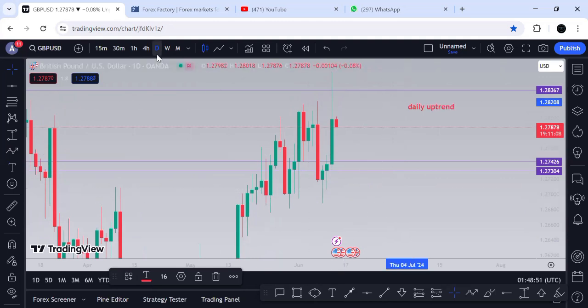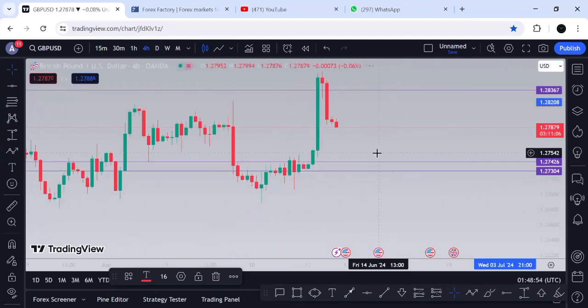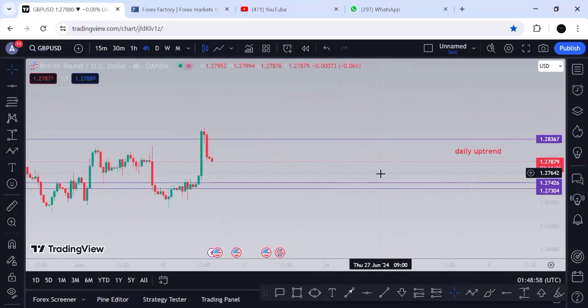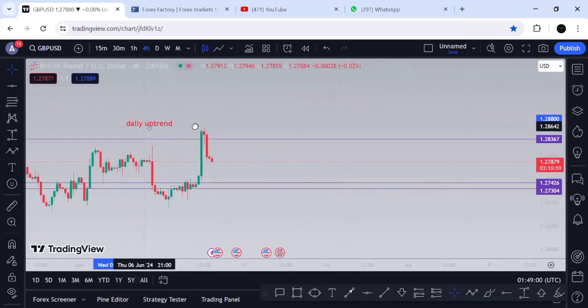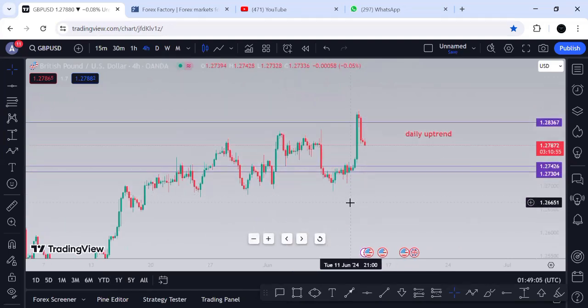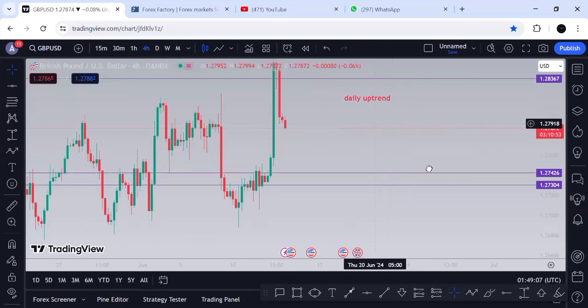So let's move and check the H4 time frame. You have to always make sure the daily and H4 time frames are in sync with each other. You have to make sure they align. It is better when they align. That's when you are going to get big moves.